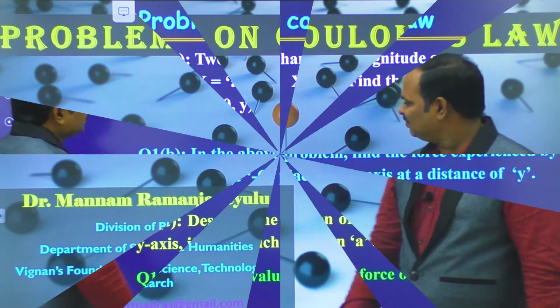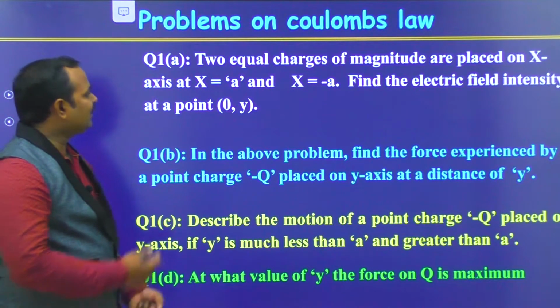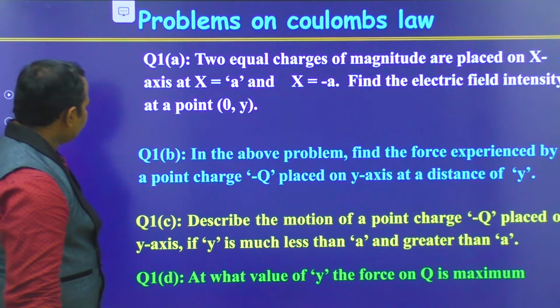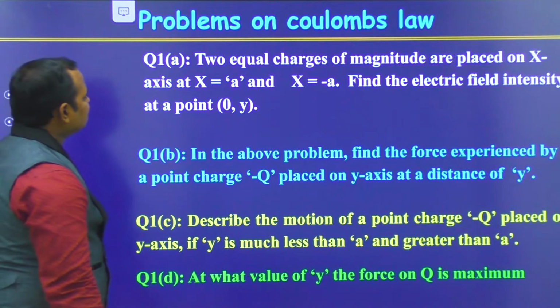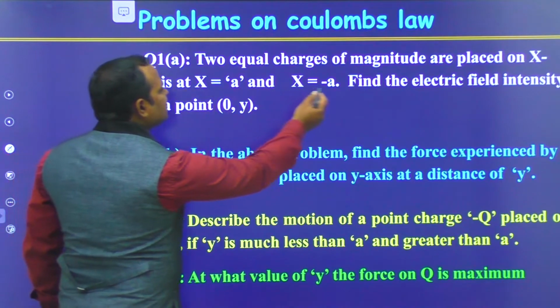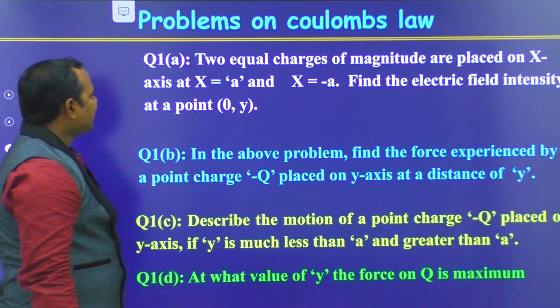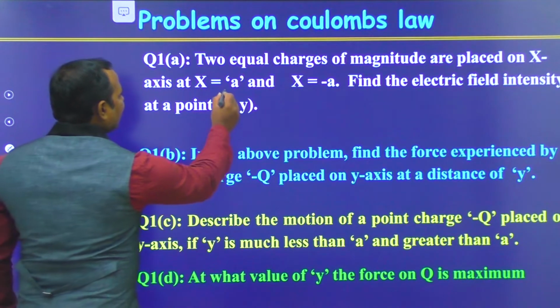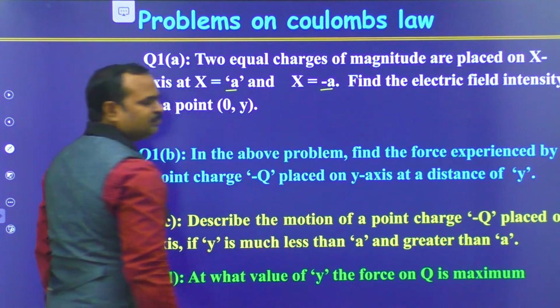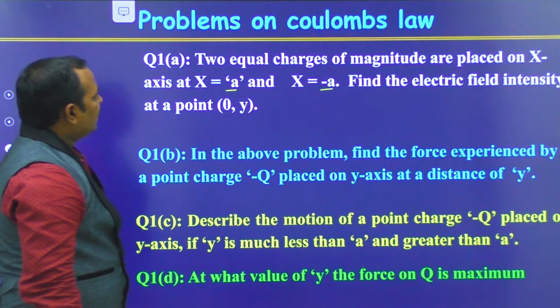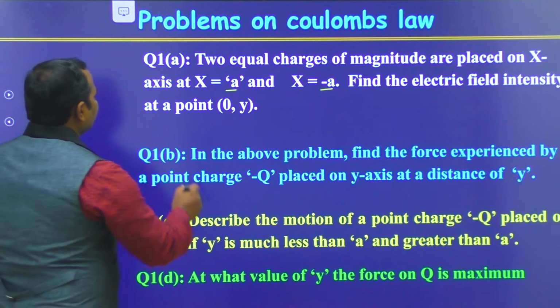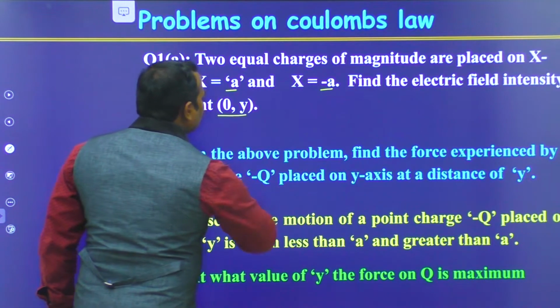Let us see. So this is the given question. The question has 4 parts. The first part is: two equal charges of magnitude are placed on the x-axis at x equal to a and minus a. Find the electric field intensity at a point (0, y).